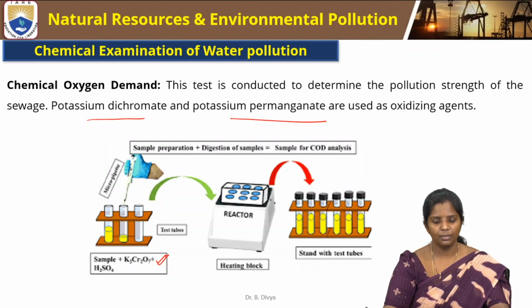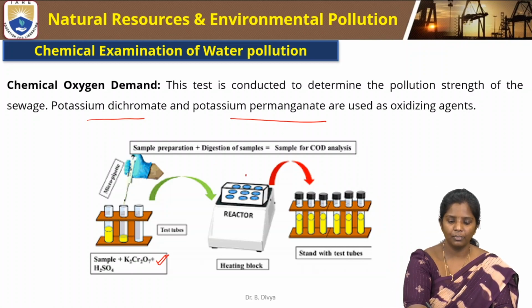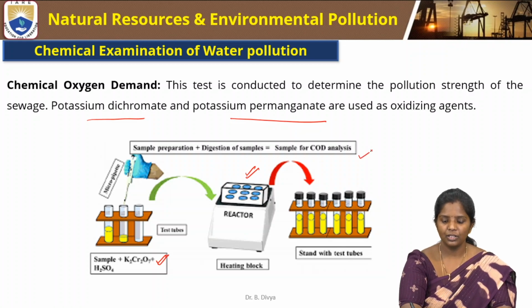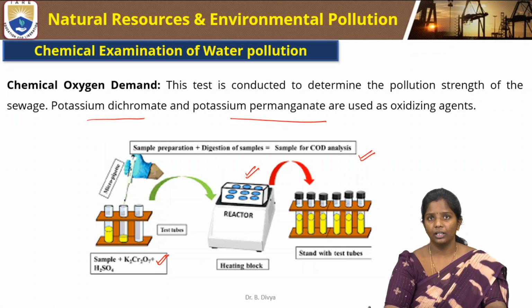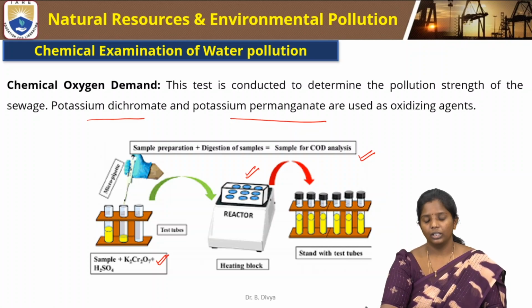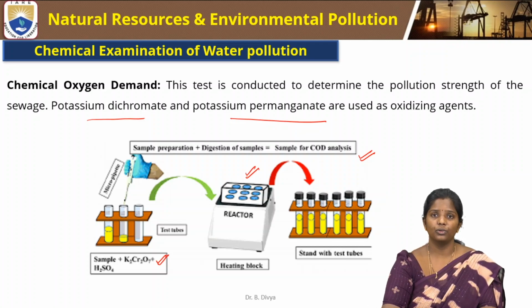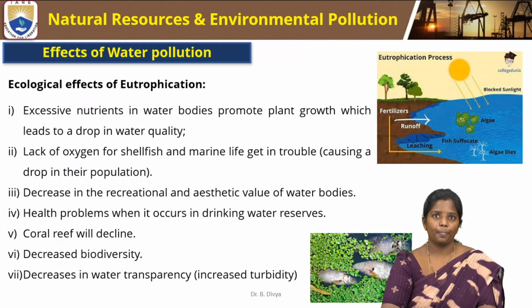After some time, the digestion takes place in the reactor and the sample is used for the COD, or chemical oxygen demand, test. So these are the different tests that we carry out to know how much the water is polluted, and the source can be identified depending upon the values that we obtain from these examinations.